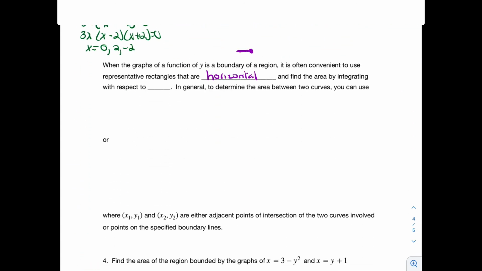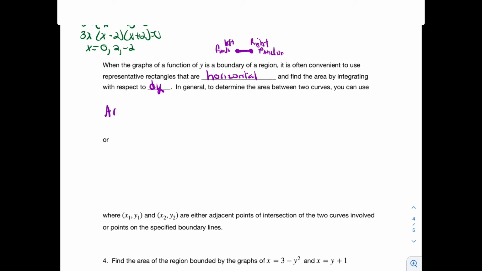But now we're going to do horizontal representative rectangles, and so we're going to find our area by taking the right side minus the left side, the right function minus the left function. These functions must be written in terms of y, and we'll integrate with respect to dy instead of dx when we're doing horizontal representative rectangles.